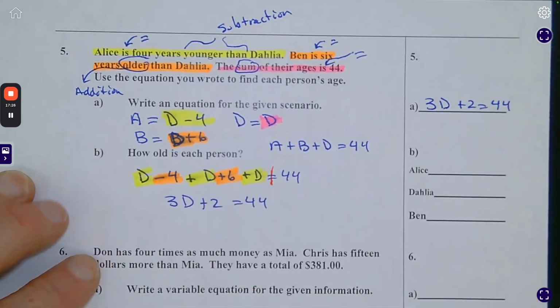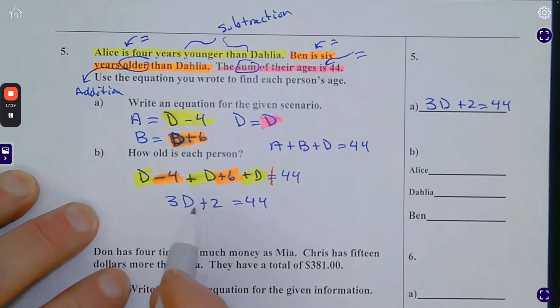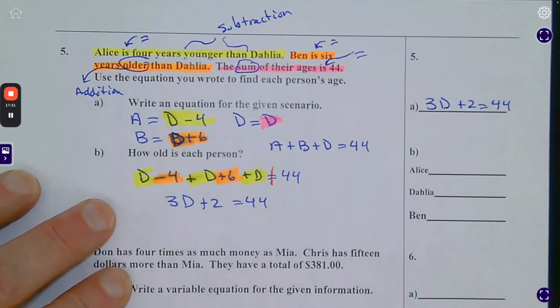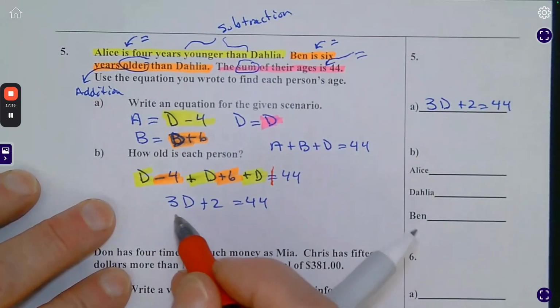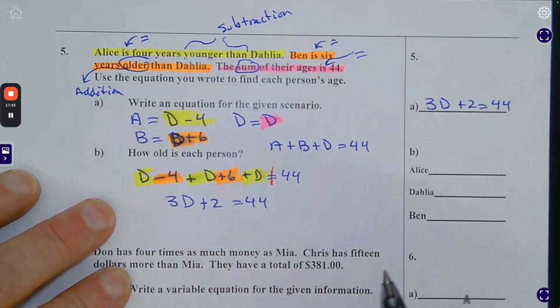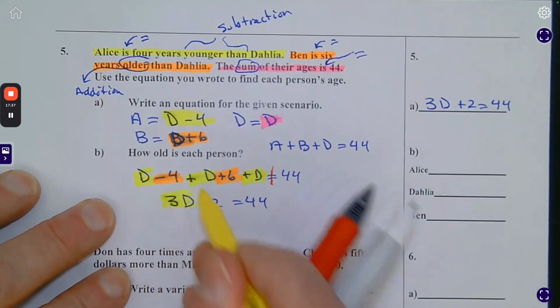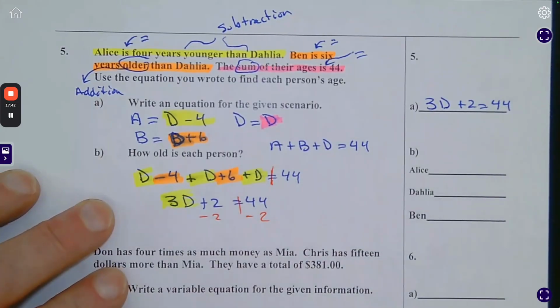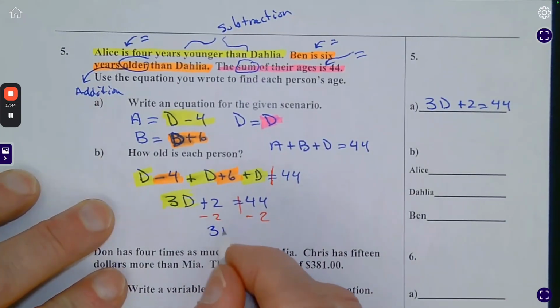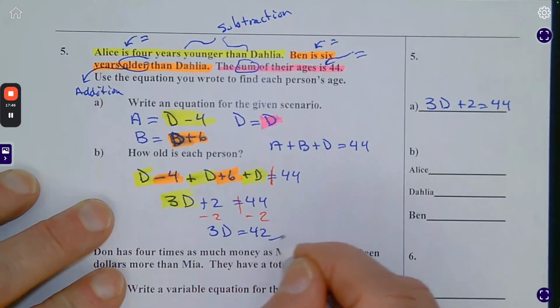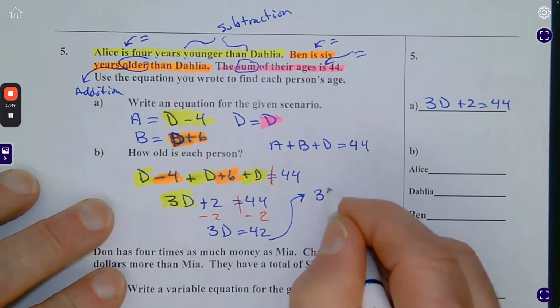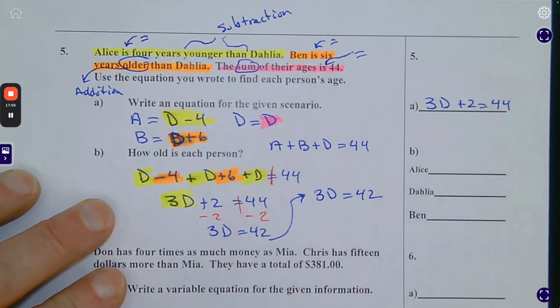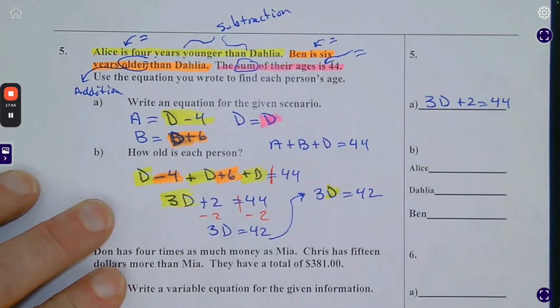Okay, let's find Alice. Oh, actually, we're going to find Dahlia first. Okay, so inverse operations. Get that D term by itself. So you got minus 2 and minus 2. That gives me 3D is equal to 42. I'm going to take it up here. All right, now I got 3 times D, so I want to figure out what that is. So I'm going to divide both sides by the 3.